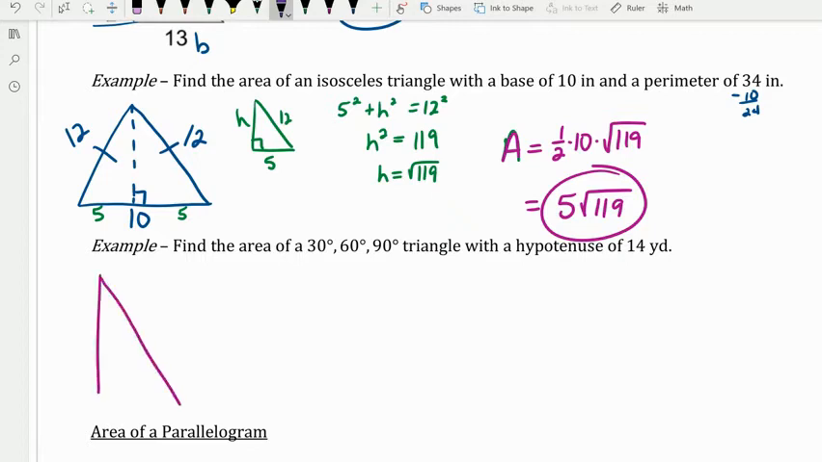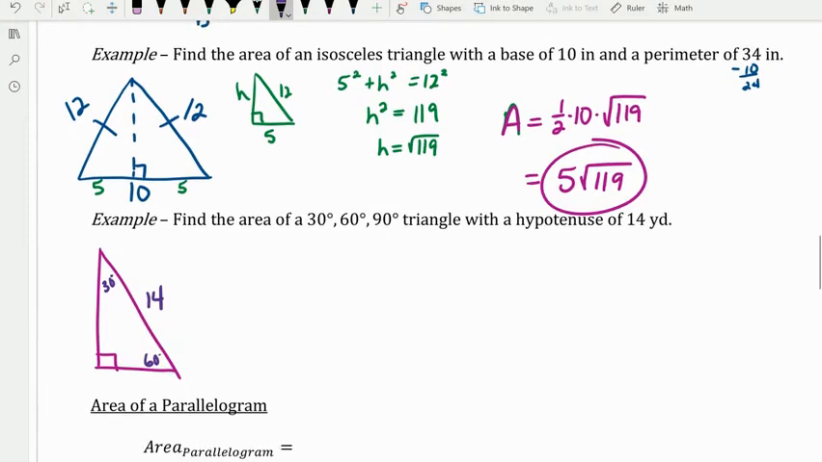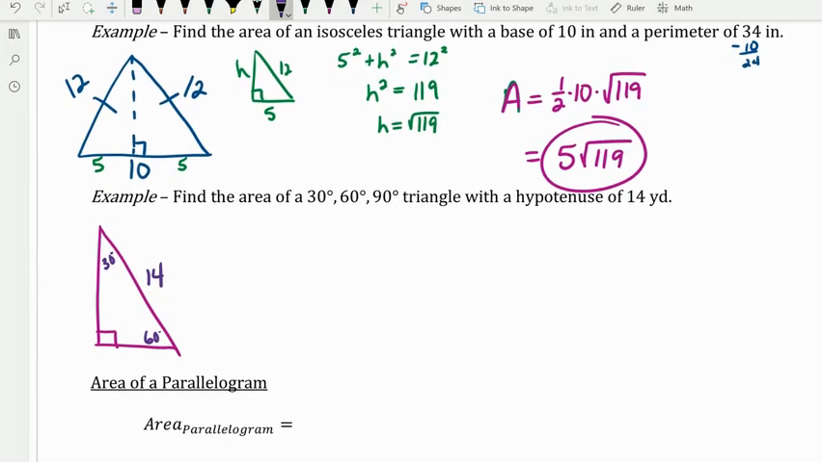Okay. Next one, find the area of a 30, 60, 90 triangle with a hypotenuse of 14 yards. So 30, 60, 90 triangle, you can make either one of these 30 and 60. Our hypotenuse is 14. Again, with your rules for 30, 60, 90, the hypotenuse is twice the short leg. So if our hypotenuse is 14, that means my short leg would be 7. And then if my short leg is 7, I can get the long leg by multiplying by radical 3. So that would be 7 radical 3.